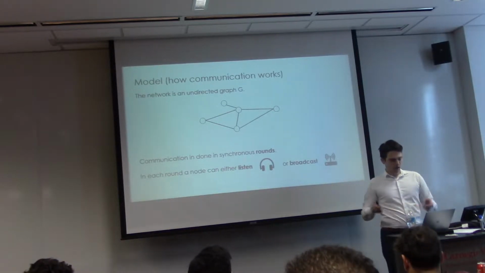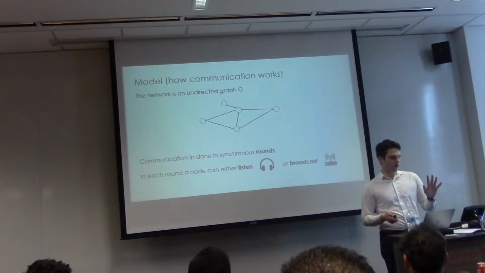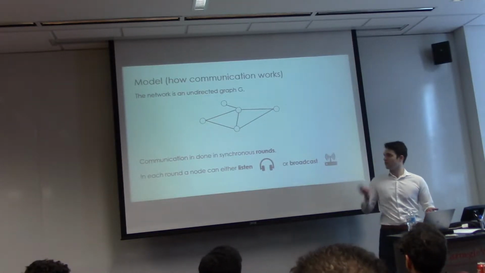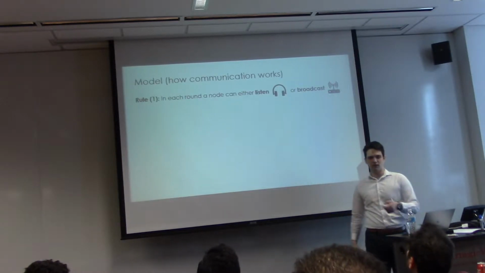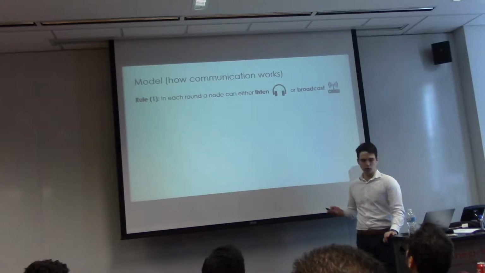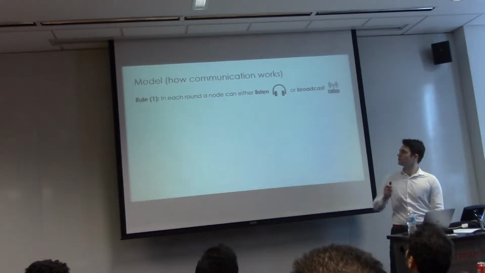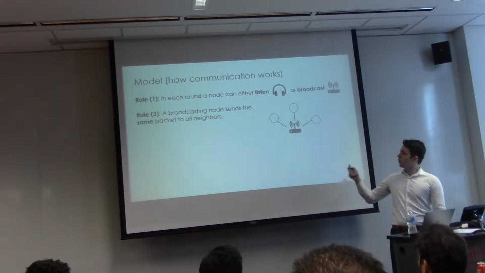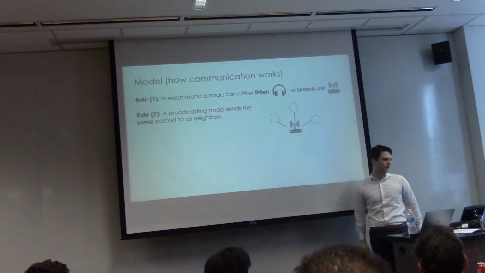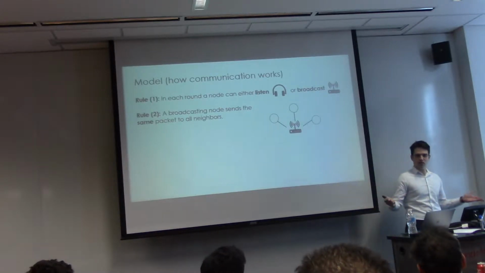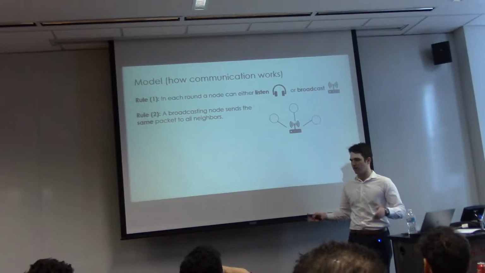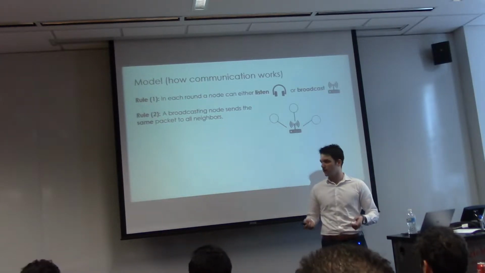Good. In these synchronous rounds, nodes can either choose to listen or they can broadcast. So let's repeat it now, and let's put the formal rules here. Nodes either listen or broadcast in each round. That's rule number one. Rule number two, really natural: nodes have to send the same packet to all their neighbors once they're broadcasting. Makes sense because it's a radio. You cannot choose to send one packet to this neighbor and a different packet to that neighbor. You can only send one to everyone.